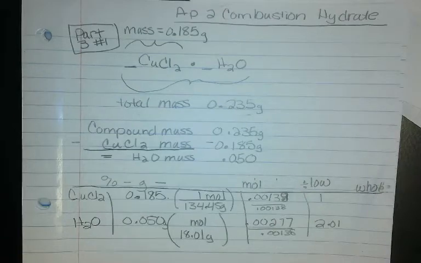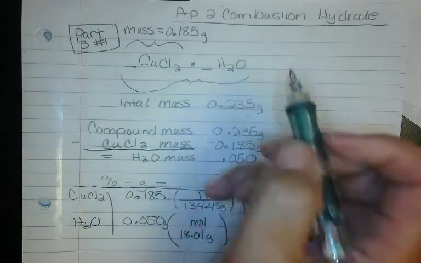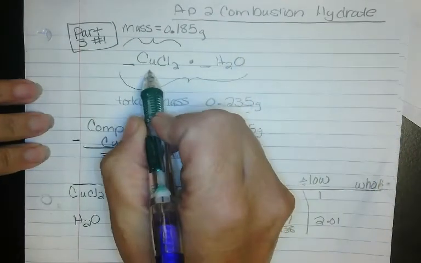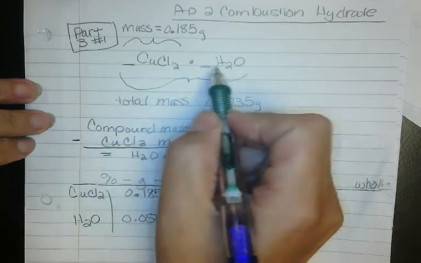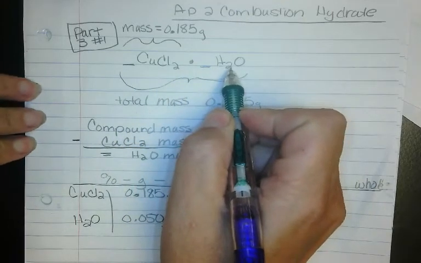So here's a tutorial on how to do the hydrate problems from your worksheet, AP2 combustion hydrate. I do have a short 2-minute video to explain what a hydrate is with pretty pictures. But let's look at our hydrate here. This is copper chloride and is attached to water. That's what makes it a hydrate.